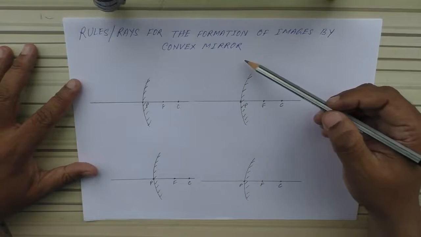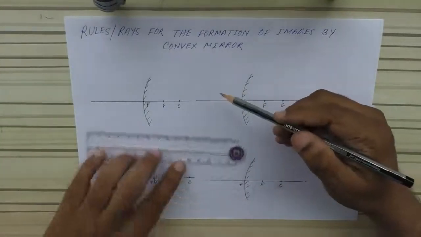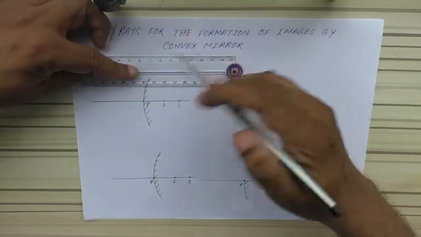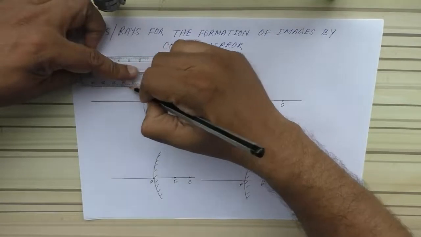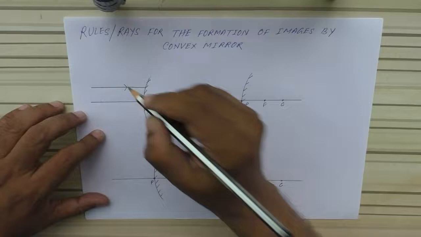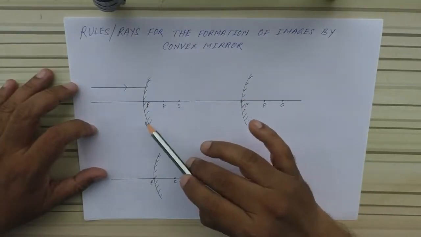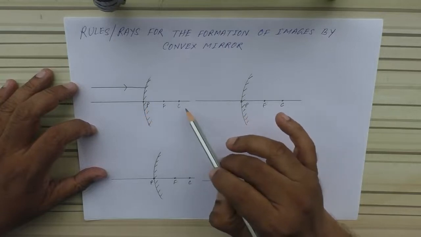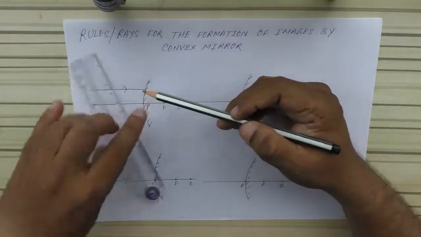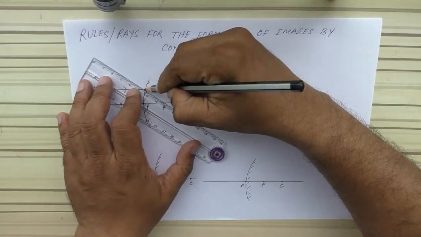Now in this part we will discuss rules or rays for the formation of images by convex mirror, and we will discuss 4 important rules. The first one: if I consider a ray of light incident parallel to the principal axis in case of convex mirror, we know that focus and center of curvature in case of convex mirror are behind the mirror. So if a ray of light is incident parallel to the principal axis, after reflection this light ray appears to diverge from focus.